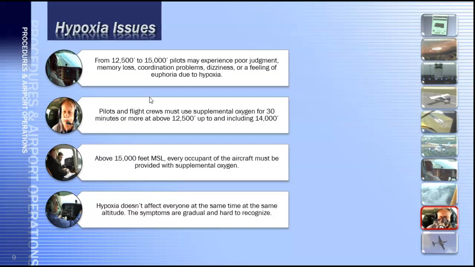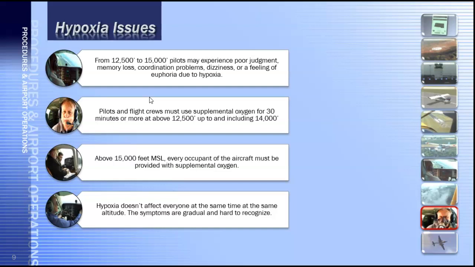Between 12,500 and 15,000 feet, pilots can experience things like poor judgment, memory loss, coordination problems, dizziness, and a feeling of euphoria due to hypoxia. Pilots and crews are required to use supplemental oxygen between 12,500 and up to 14,000 feet if they're at those altitudes for more than 30 minutes. Above 14,000 feet, pilot and flight crew must use oxygen continuously, and above 15,000 feet, every occupant in the aircraft must be provided with supplemental oxygen.